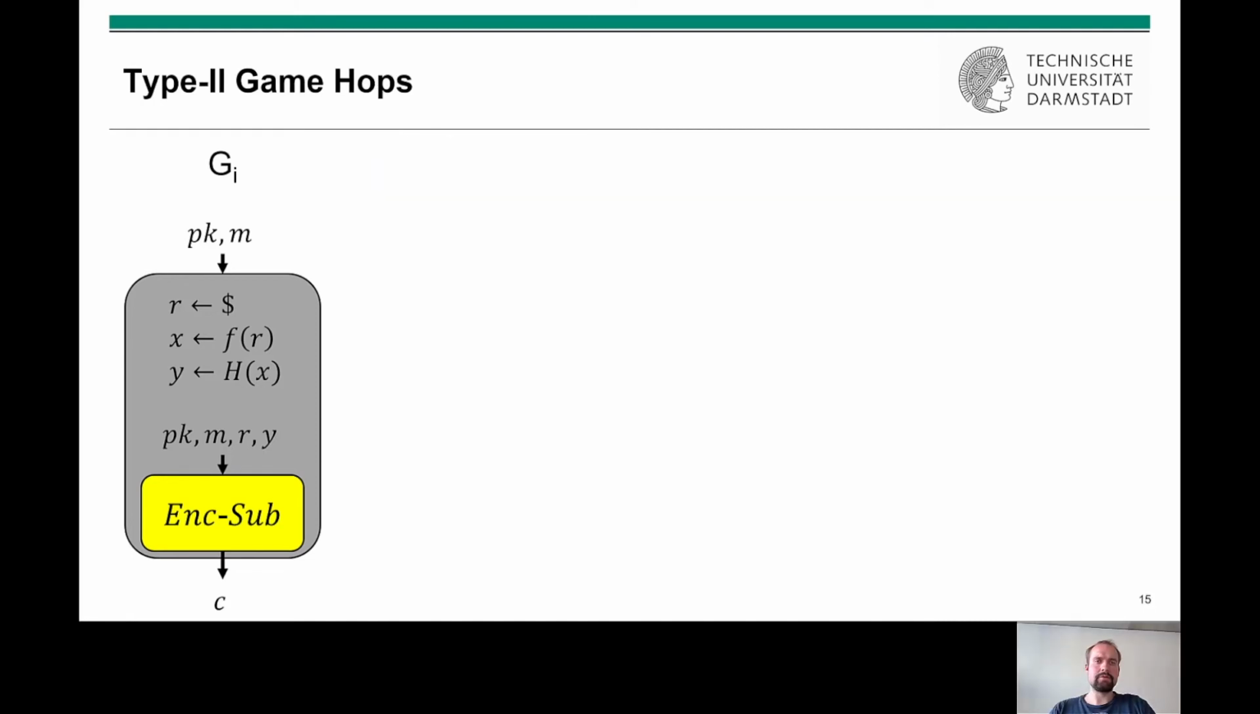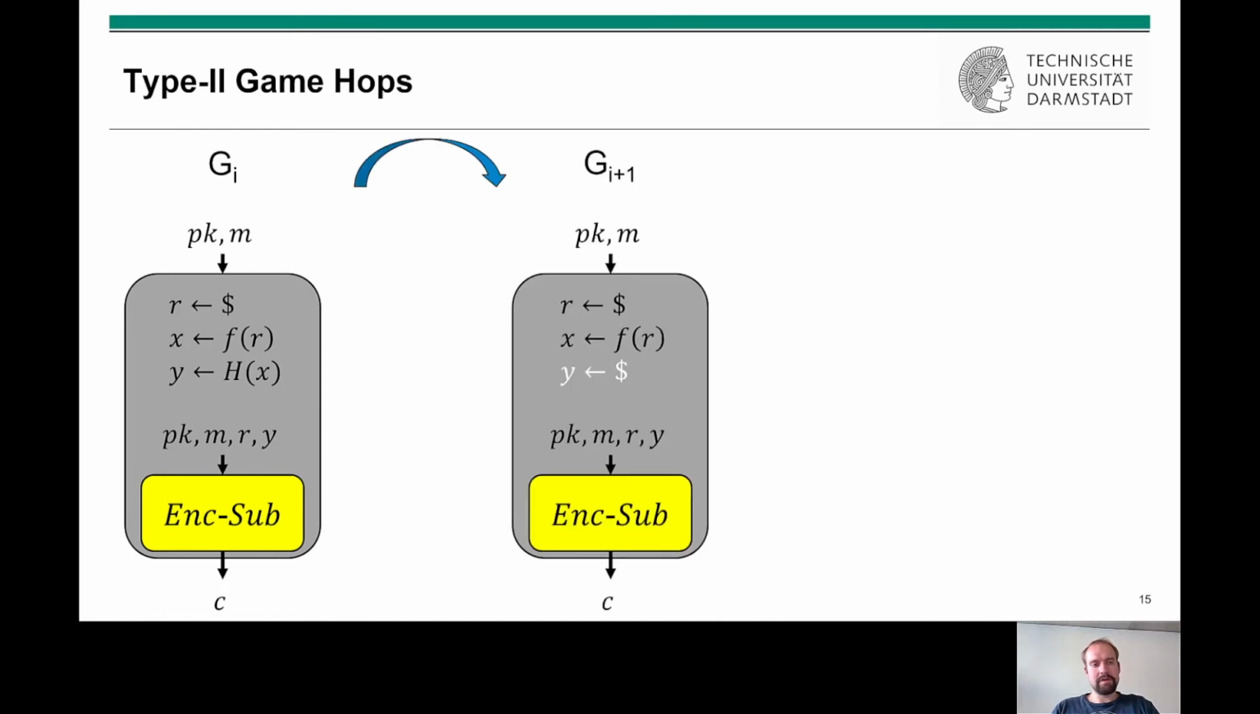Now, type 2 game hops look as follows. So we have a game GI, which uses this Oracle simple encryption scheme. And then the type 2 game hop would be to another game GI+1, which differs in how the value y is sampled. Namely, in game GI+1, the value y is sampled at random, independent of the random oracle.